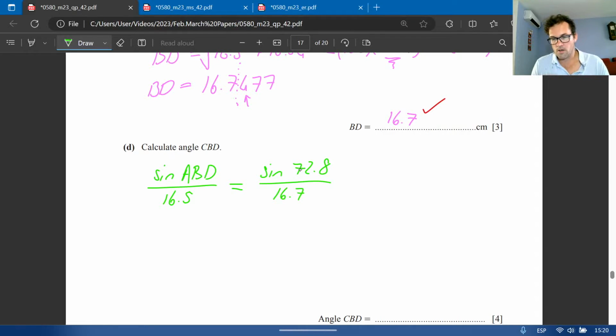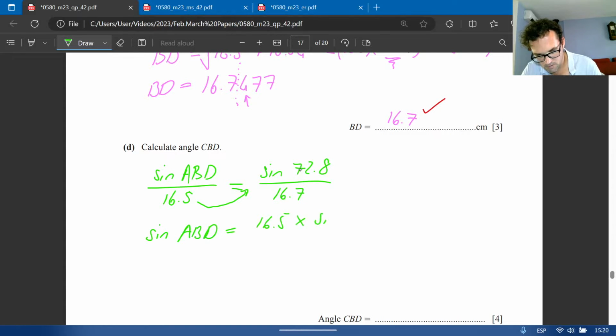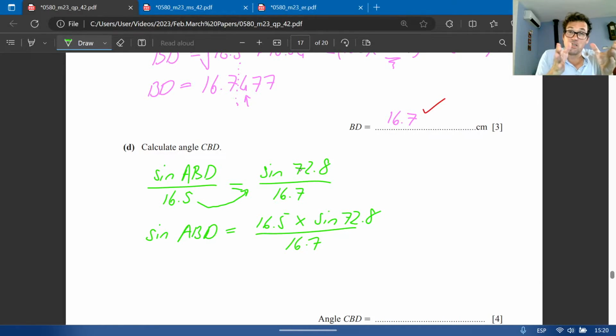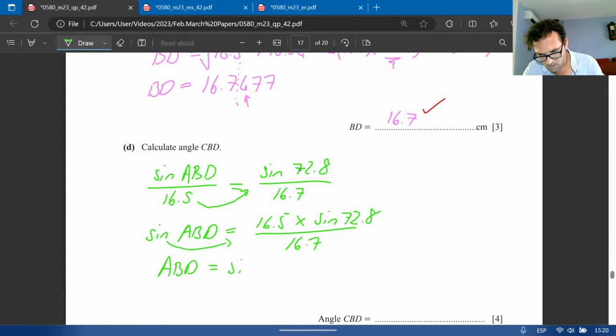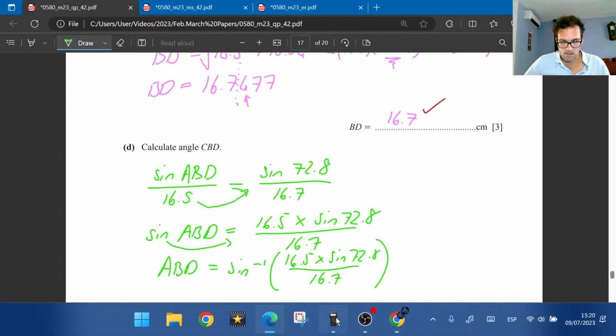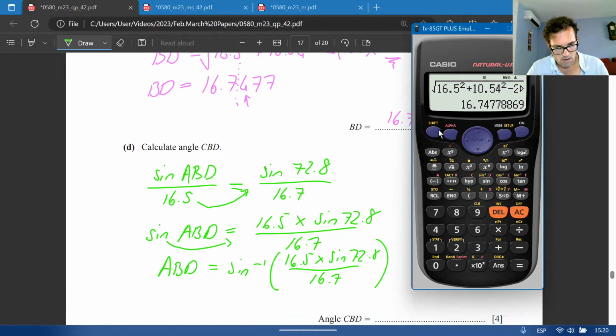So to find an angle, we need to do a little bit of rearranging. First, we will multiply the 16.5 there. So it will be 16.5 times sin 72.8 over 16.7. You can write that 16.5 in front as well. You don't have to write it at the top, as long as you multiply it. And then, of course, if we're going to find that angle, we need to move the sin there. So it will be sin minus 1, 16.5 sin 72.8 over 16.7. Let's hammer that in our calculators. Do it slowly, so make sure you don't make any mistakes.